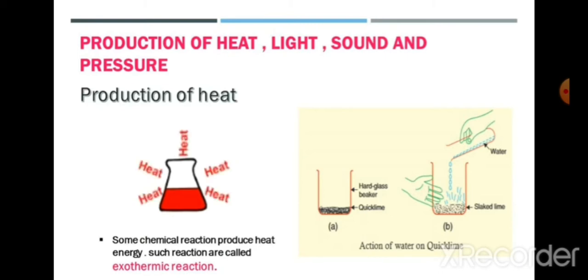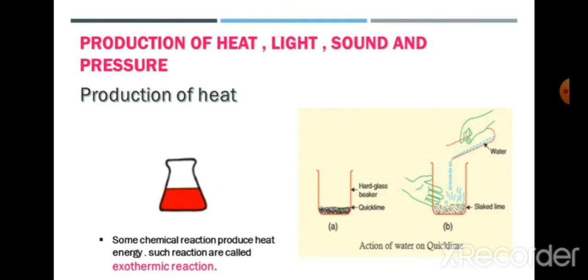When chemical reactions take place, there will be production of heat, light, sound and pressure. Come, let's discuss it. First one, production of heat. Have you ever rubbed your palms in winter season to keep yourself warm? Have you noticed the heat produced when you use a cycle pump? Chemical reactions also produce heat energy.